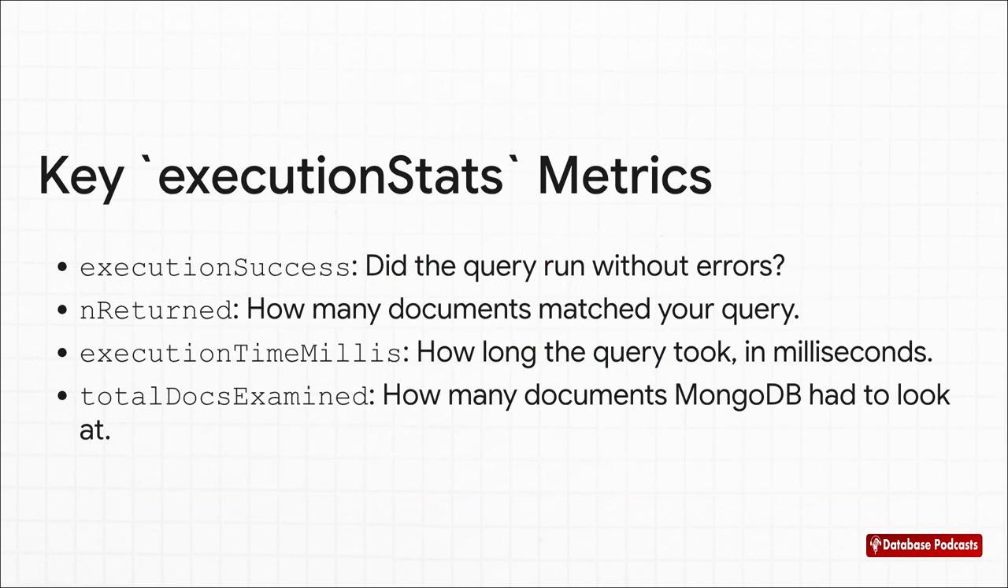First, executionSuccess. Pretty straightforward. Did it work or not? Then, nReturned. How many documents did you actually get back? executionTimeMillis, that's your stopwatch. How long did the whole thing take? But then, there's the most important one. The one that's like a secret weapon for finding problems. It's totalDocsExamined. This number tells you exactly how hard the database had to work to find your stuff.